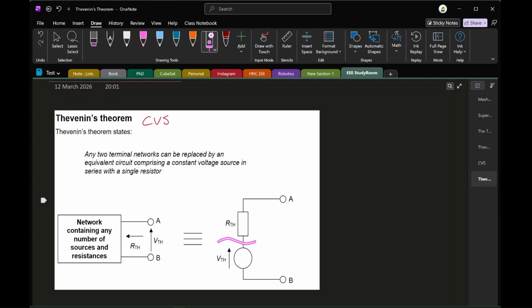So in the case of the diagram on the right hand side, we have a constant voltage source denoted by the circle, and that's in series with a single resistor. And the point in Thevenin's theorem is that we have this voltage source, which is referred to as the Thevenin voltage VTH, and the series resistor being the resistor RTH.